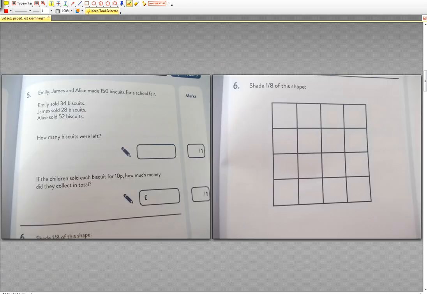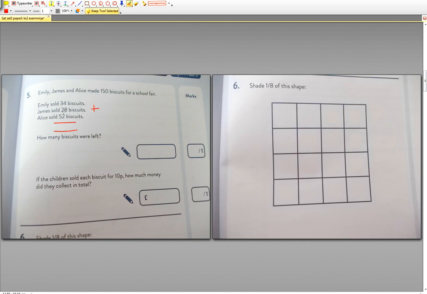Okay, Emily, James, and Alice made 150 biscuits for a school fair. Emily sold 34 biscuits. James sold 28. Alice sold 52. How many biscuits were left? So first of all, what we need to do, let's just do it right here where it is and add them up rather than writing it out again. Yes, we happy with that?